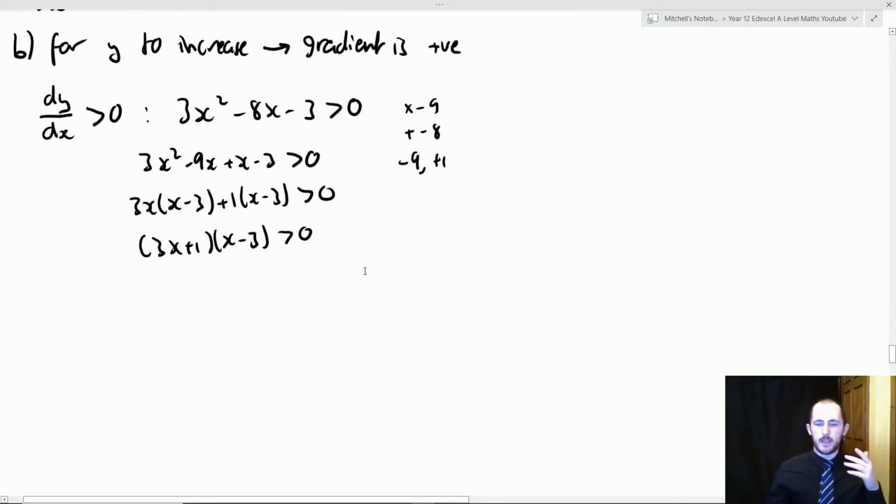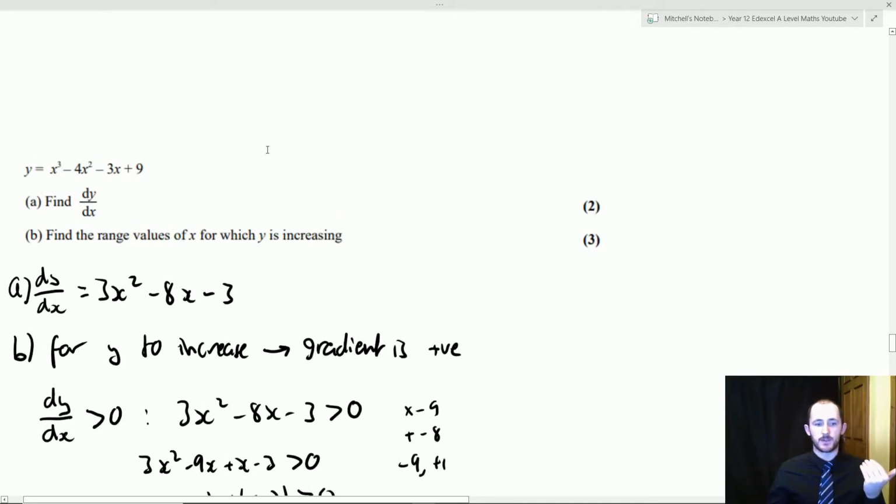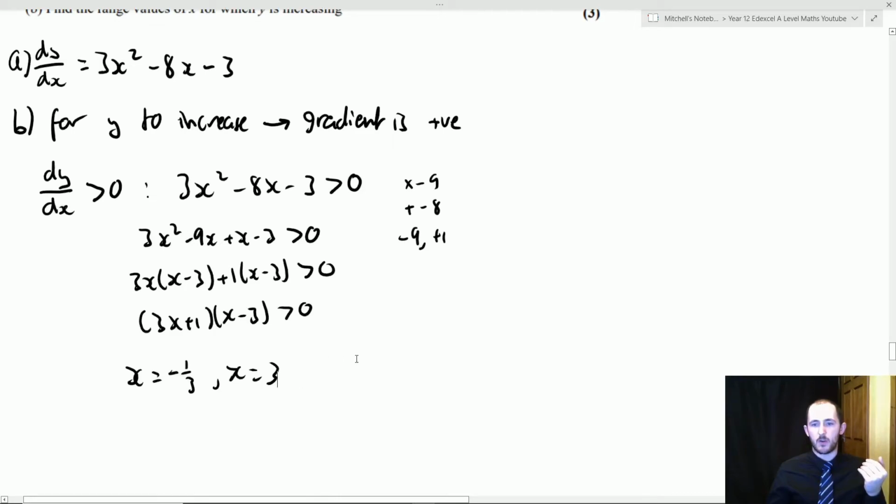If we think about this, we have either x is equal to minus a third or x is equal to 3, but those aren't our values because we want a range of values, so we need to make sure we're looking at the inequality part. So again, even though this is a gradient question, it's differentiation, there is actually quadratic inequalities here.